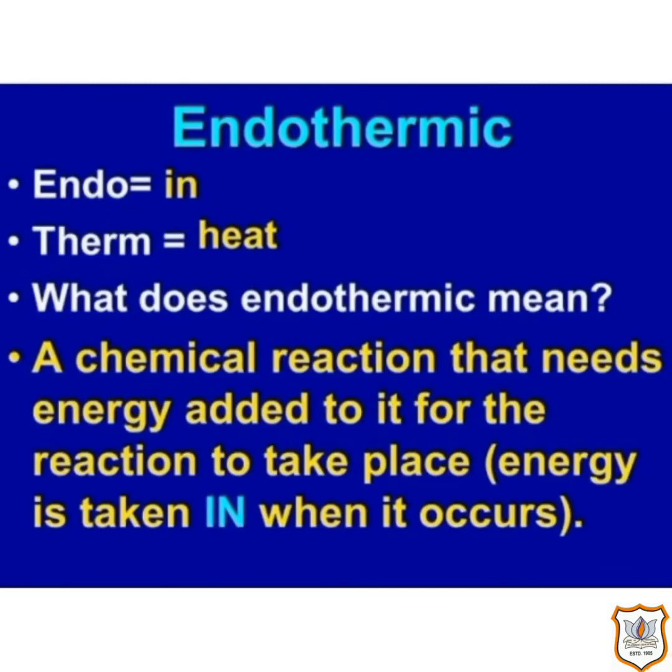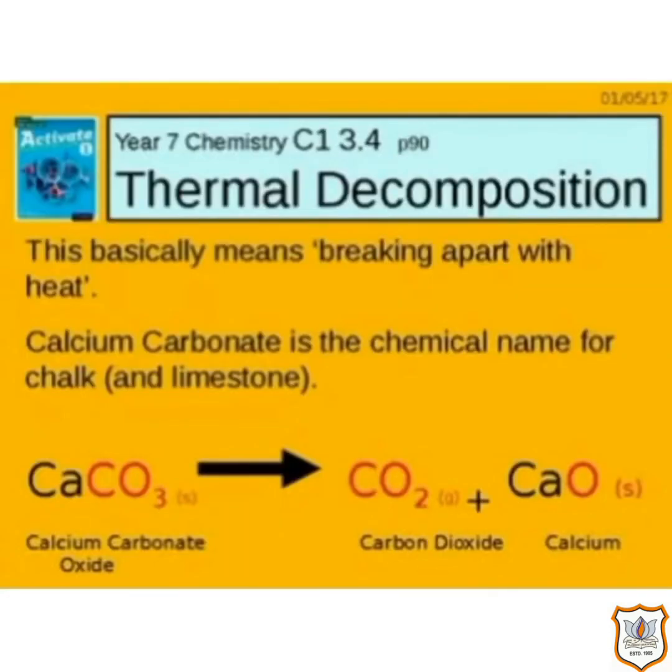Here endo means in and therm means heat. So, an endothermic reaction is a chemical reaction that needs energy added to it for the reaction to take place. Let's see the types of decomposition. First is thermal decomposition and second is electrolytic decomposition. Let's see the first type, thermal decomposition. Thermal decomposition means decomposition by heat, and we can say it is when a decomposition reaction is carried out by heating.